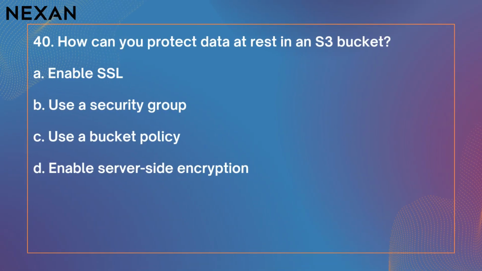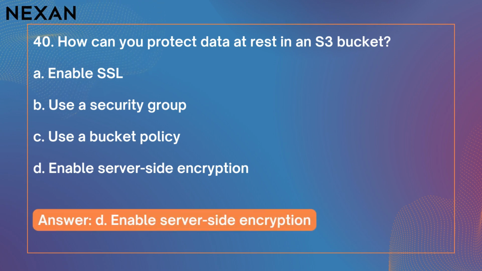40. How can you protect data at rest in an S3 bucket? A. Enable SSL. B. Use a security group. C. Use a bucket policy. D. Enable server-side encryption. Answer D. Enable server-side encryption.